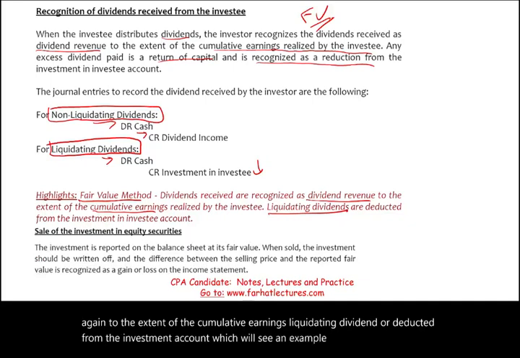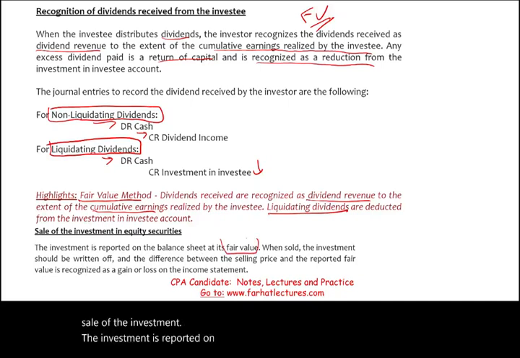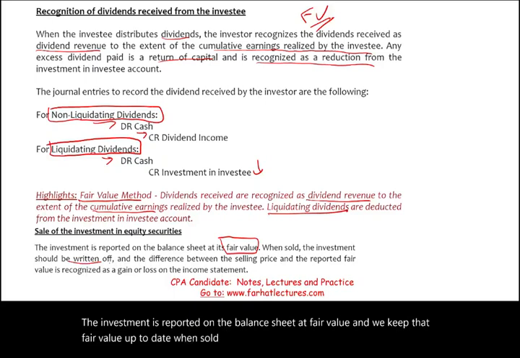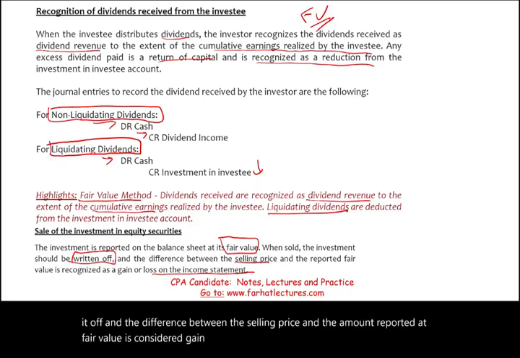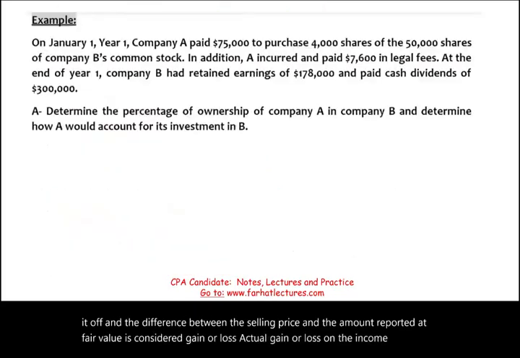Okay, sale of the investment. The investment is reported on the balance sheet at fair value, and we keep that fair value up to date. When sold, the investment should be written off. We'll write it off, and the difference between the selling price and the amount reported at fair value is considered gain or loss, actual gain or loss on the income statement, which we'll see an example of.